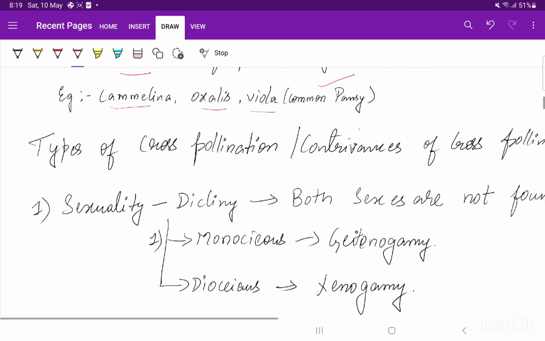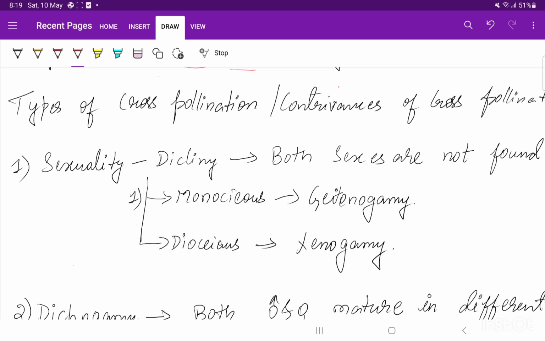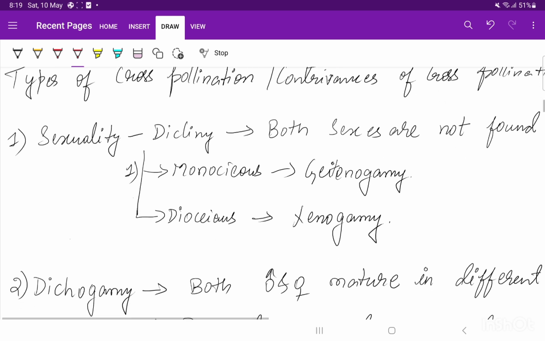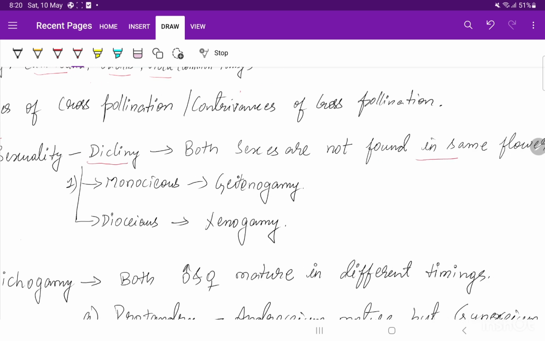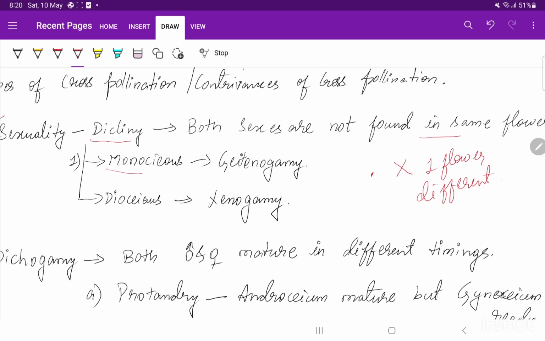Next, we will see what the contrivances of cross pollination are. What are the conditions which should be there in the plant to promote cross pollination. First is sexuality. In that is dicliny, where both the sexes are not found in the same flower. In self pollination, they should be present in the same flower. Here no sexes are present in one flower. Both are in different flowers or different plants. We have already gone through monoecious and dioecious plants, geitonogamy and xenogamy.